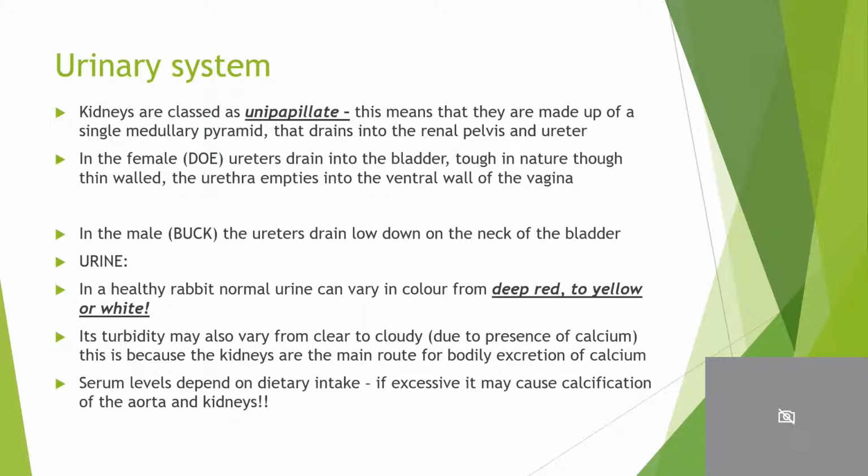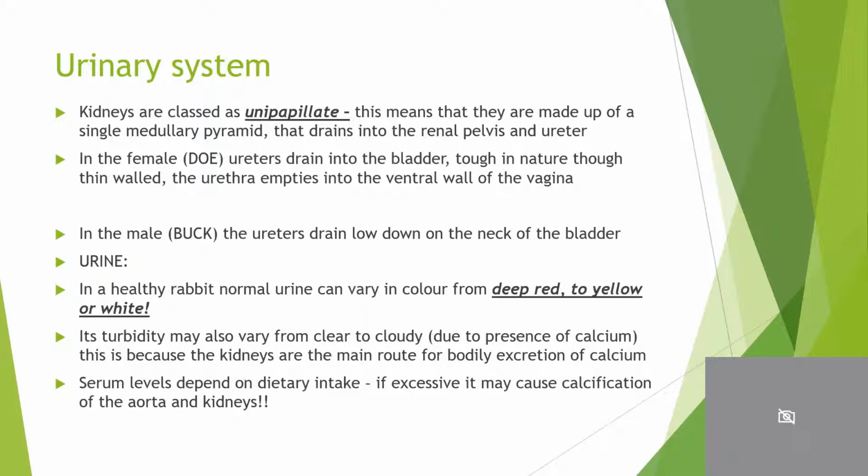The urinary system of the rabbit. Kidneys are classed as unipapillate. This means they are made up of a single medullary pyramid that drains into the renal pelvis and ureter. In the female, or the doe as we should be terming her, the ureters drain into the bladder. They're tough in nature, though thin-walled, and the urethra empties into the ventral wall of the vagina. In the male, known as the buck, the ureters drain low down on the neck of the bladder.